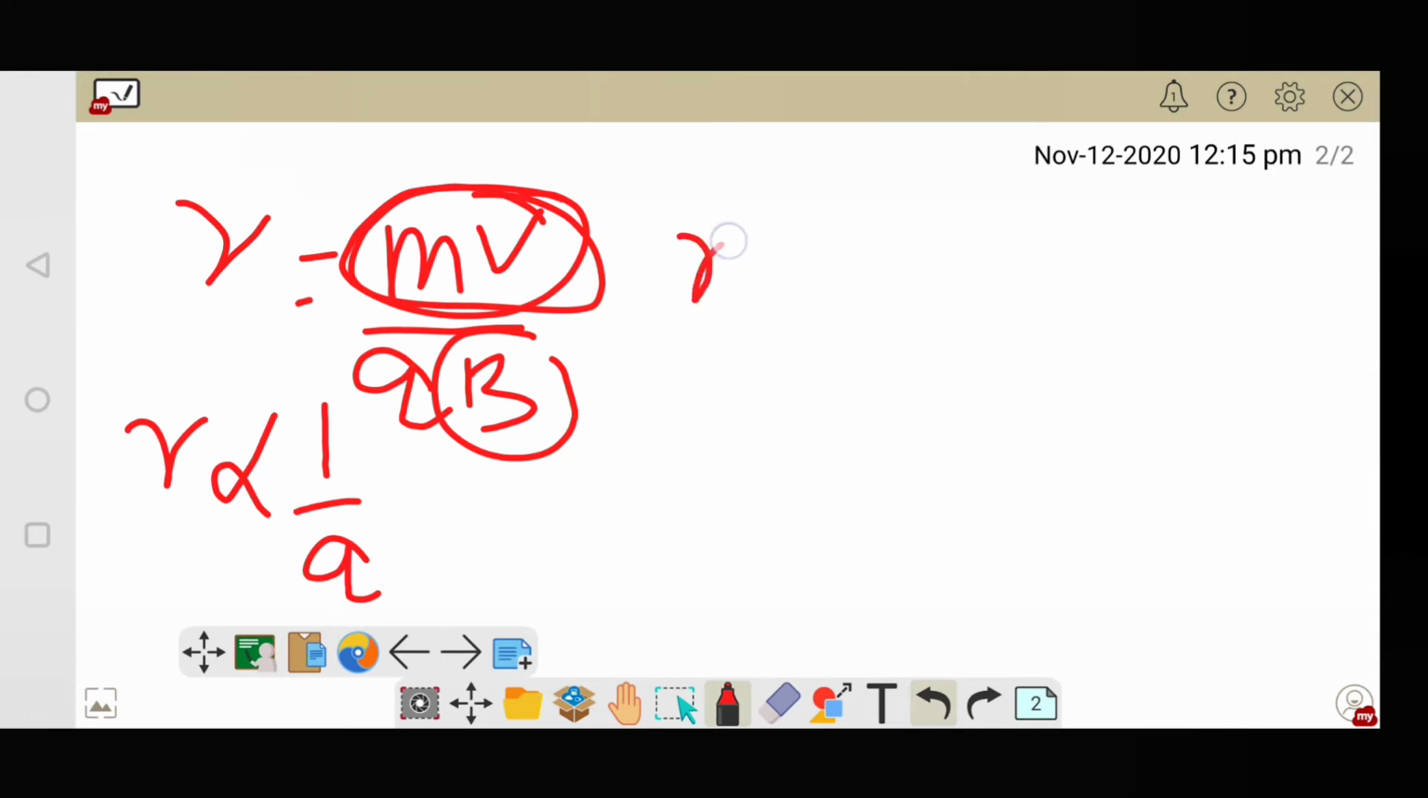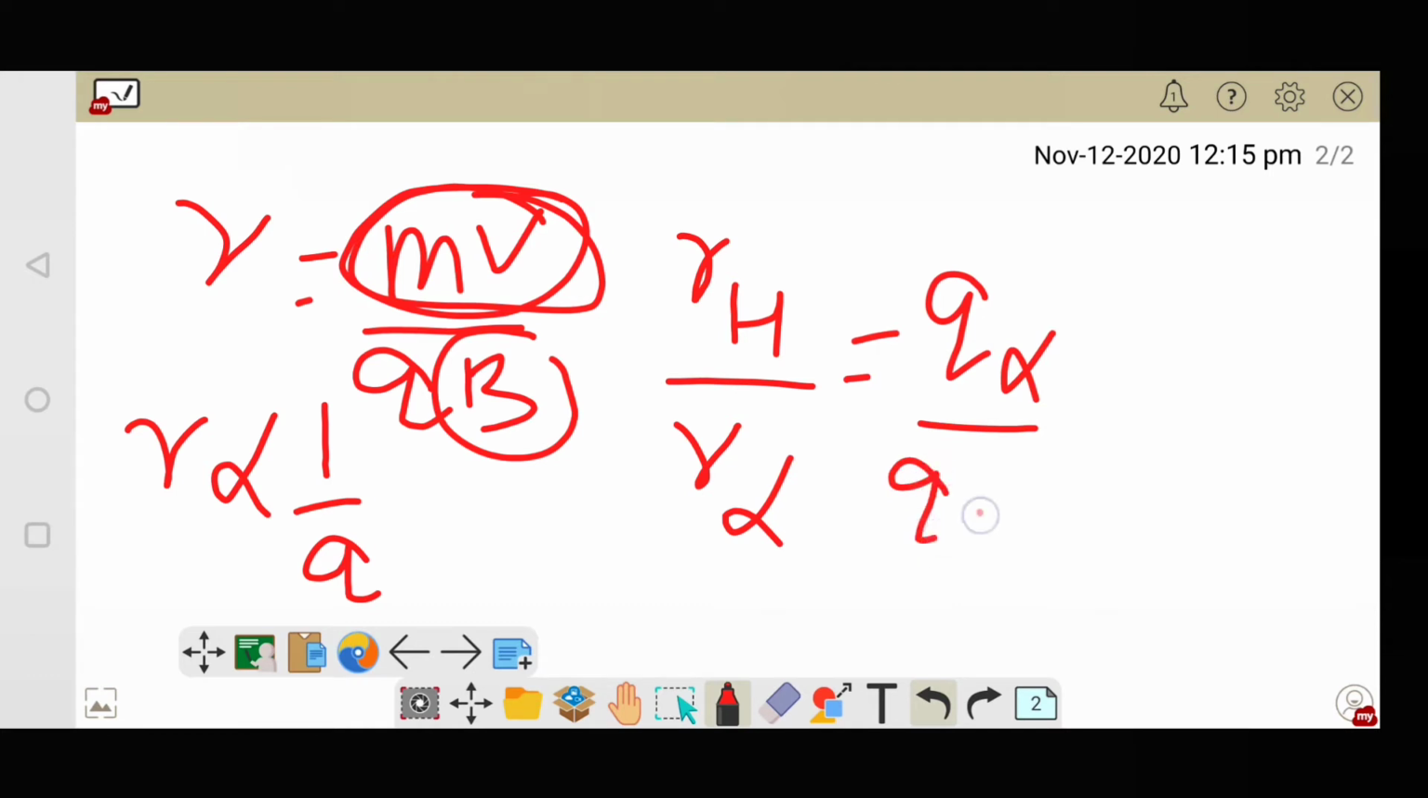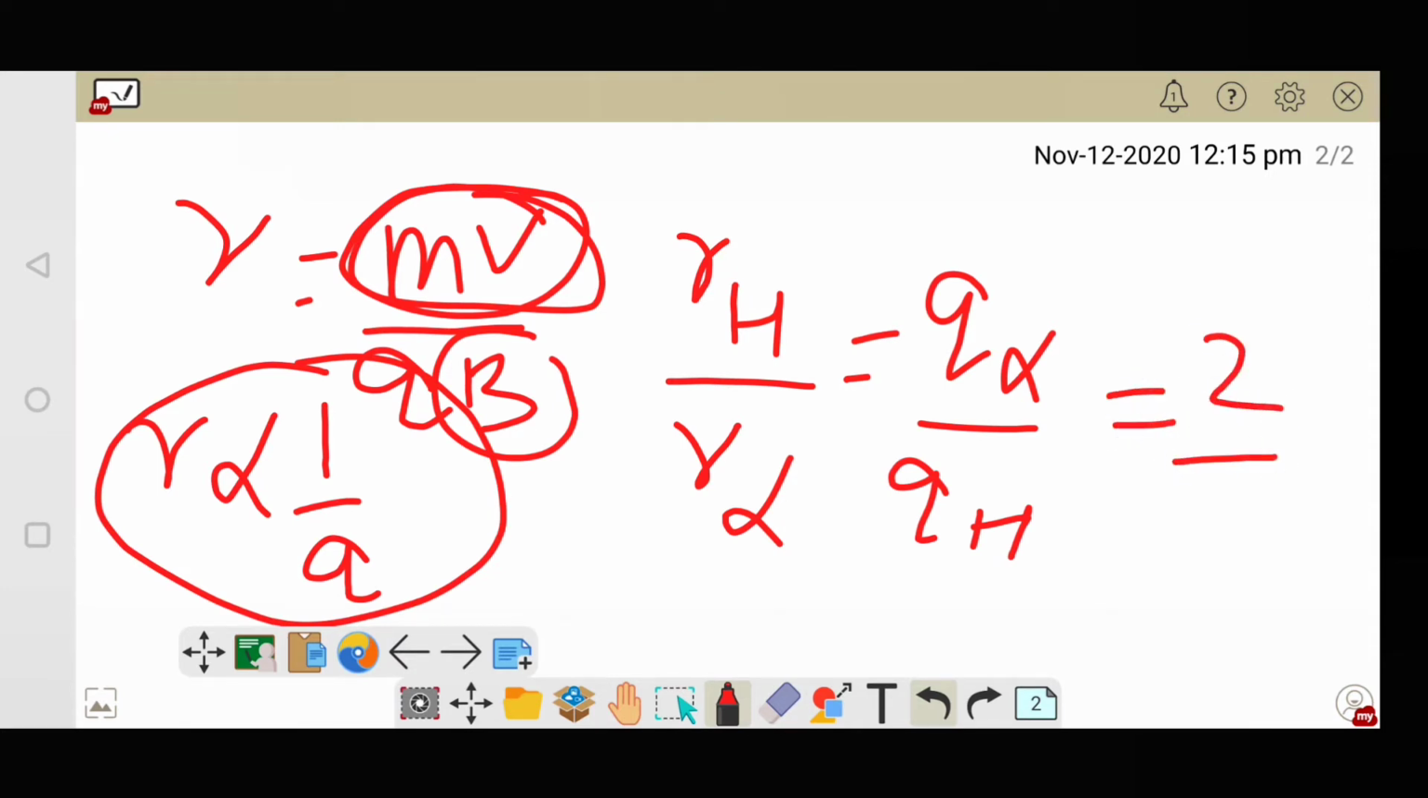Now what is asked? R_H by R_alpha, the ratio of the radius of path for ionized hydrogen and alpha particles. So this will be equal to q alpha by q H, because radius is inversely proportional to the charge. So q alpha is 2, q of ionized hydrogen atom is 1, so it is 2:1. So option B is the correct answer.